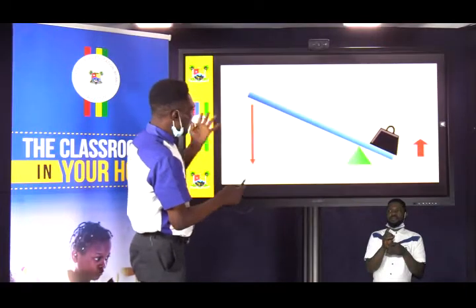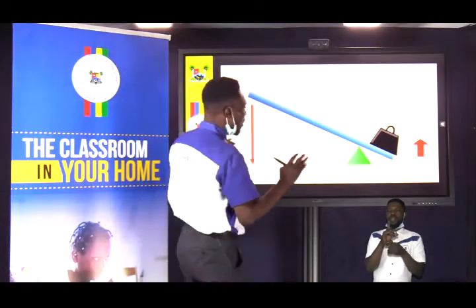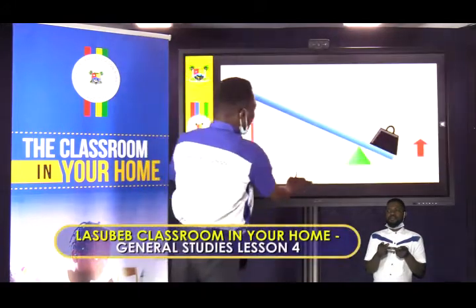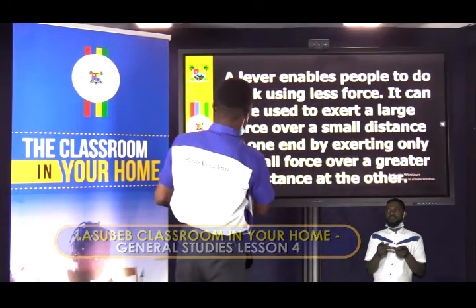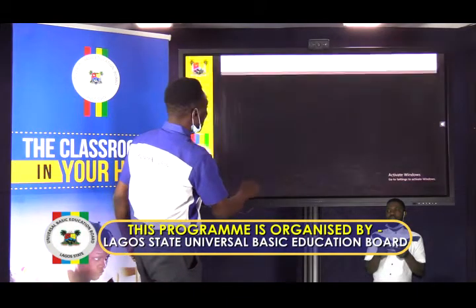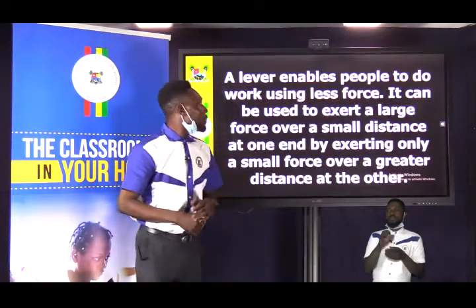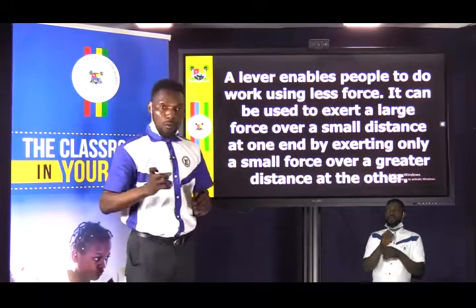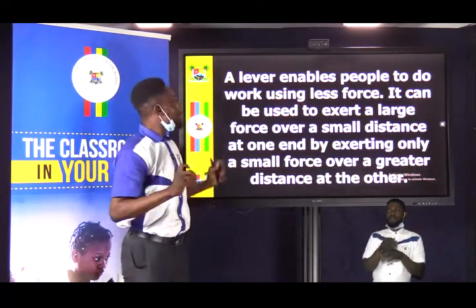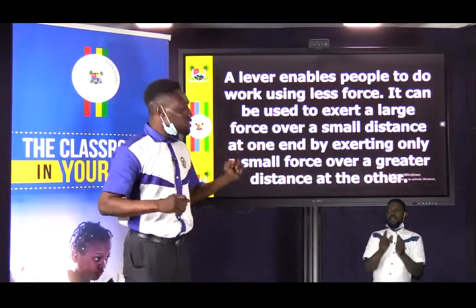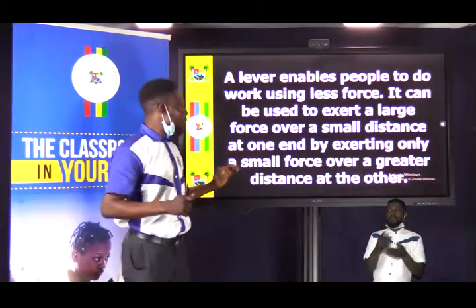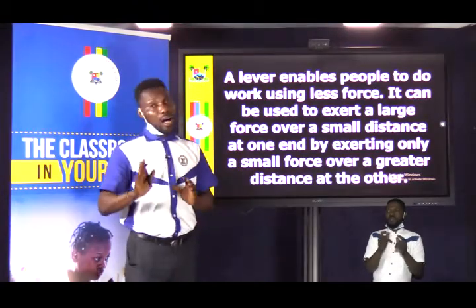So that is lever. And talking about lever, we have three positions. Then I'll tell you what the positions are. This is an example of a simple lever. We have three positions there. A lever enables people to do work using less force. It can be used to exert a large force over a small distance at one end by exerting only a small force over a great distance at the other.